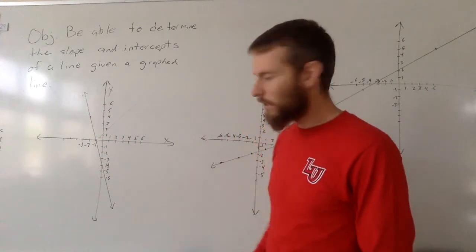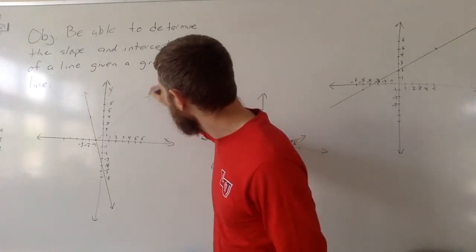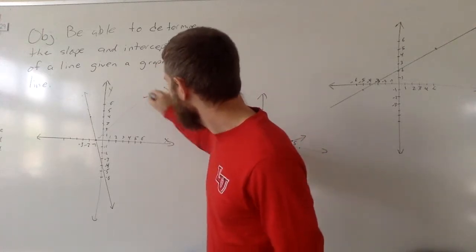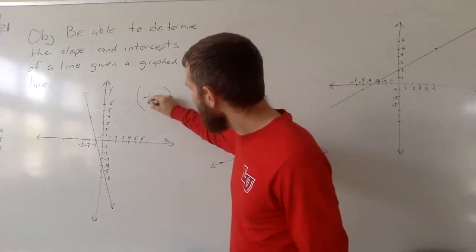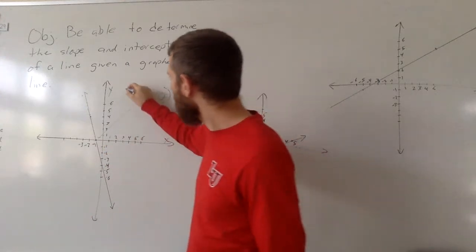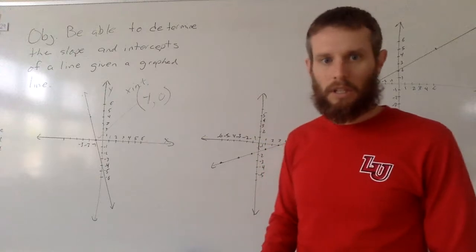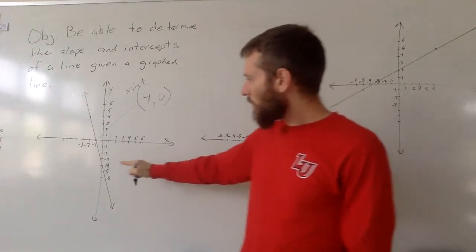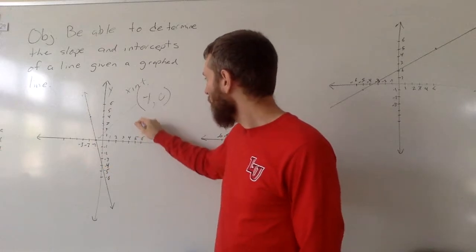where my line crosses the x-axis is at -1, okay? And where it crosses the x-axis, the y is 0. So our x-intercept, okay, is (-1, 0). Let's look at where it crosses the y-axis, okay? That will be our y-intercept.